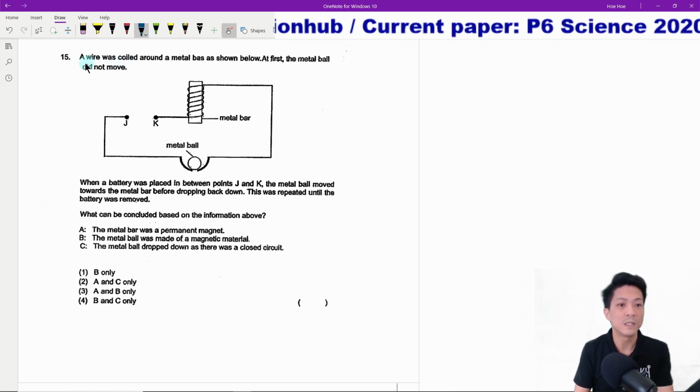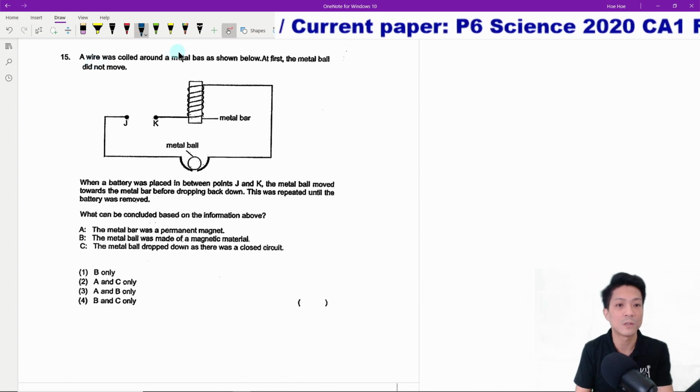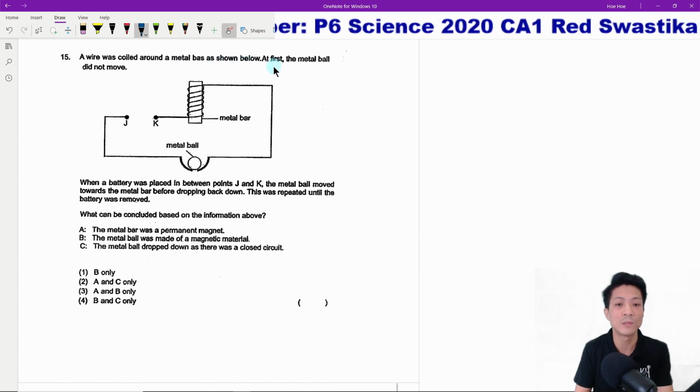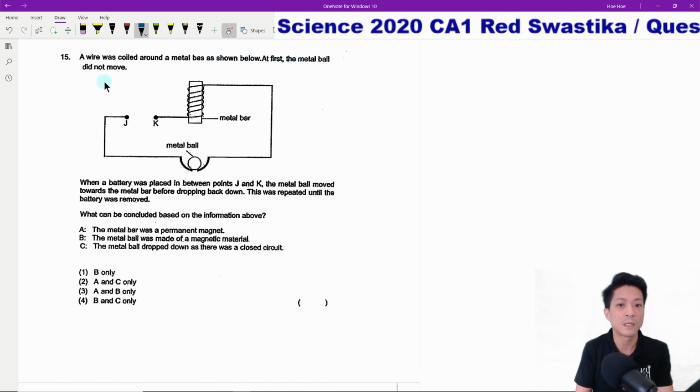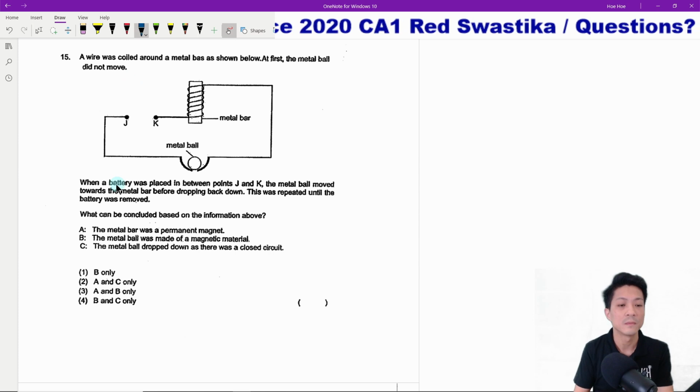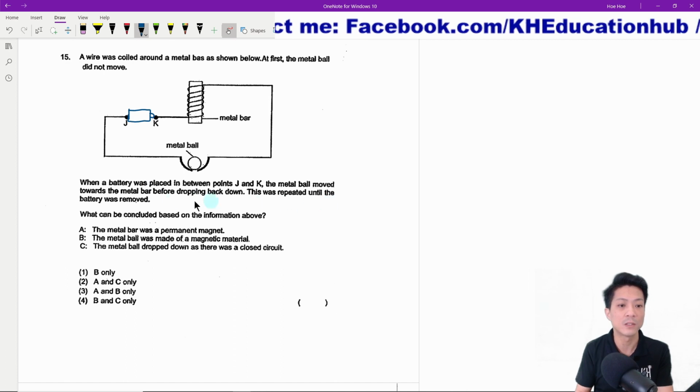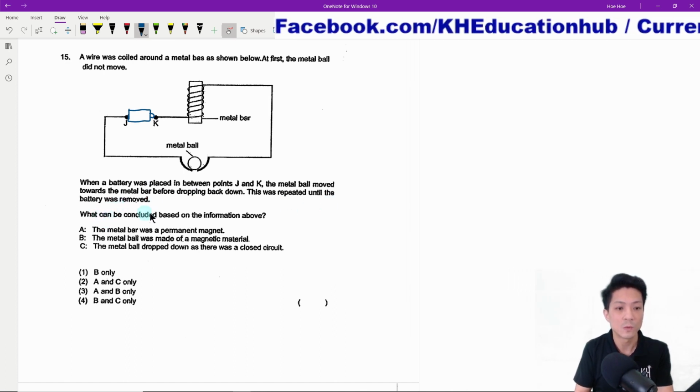Okay, question 15. A wire was coiled around a metal base as a metal bar, as shown below. At first, the metal ball did not move. Okay, when the battery was placed in between J and K, that means the battery is placed here. Okay, the metal ball moved towards the metal bar before dropping back down. This was repeated until the battery was removed. So what can be concluded based on the information above?